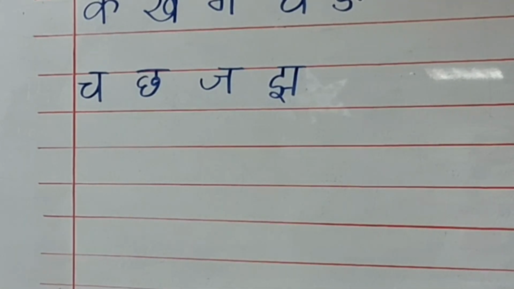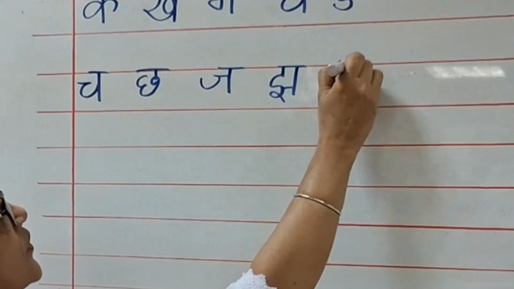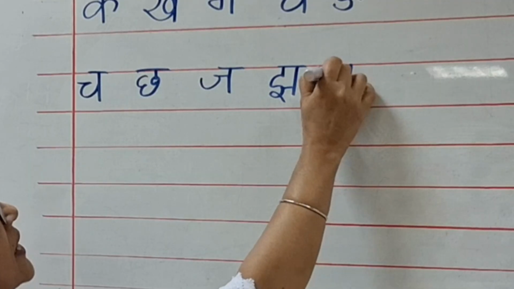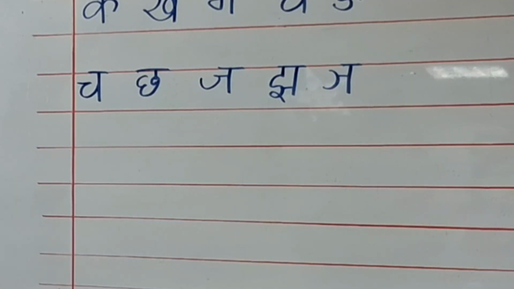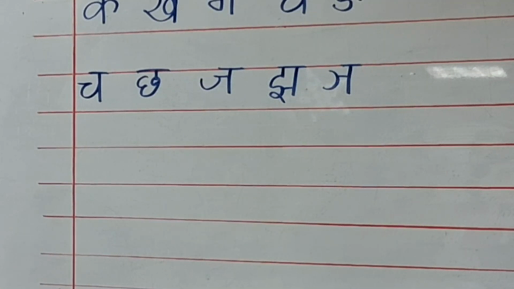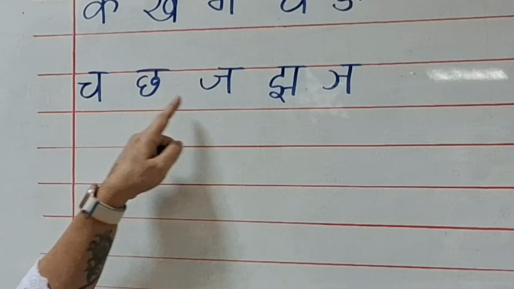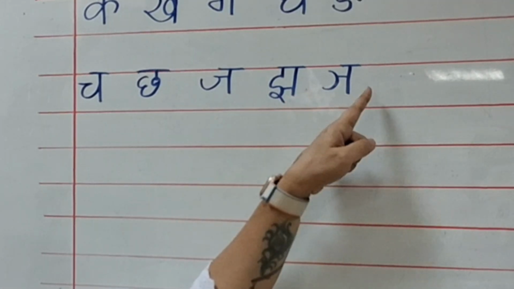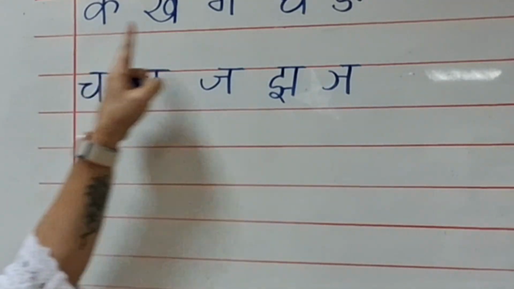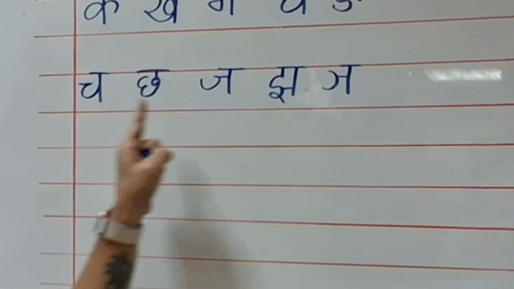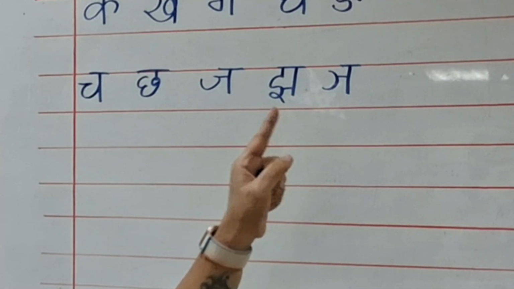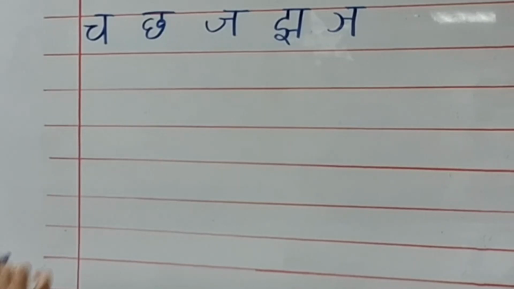And the last Vyanjan in this family is Nya. Nya, which is khali. There is no word for Nya. Okay? So, Cha, Chha, Ja, Jha, Nya. So, we finished the K family. We finished the Cha family. Now, we are going to the Ta family.